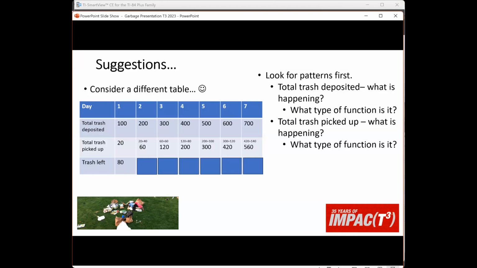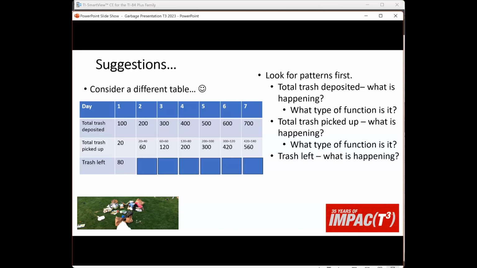Now, what type of function is this? That's a good question. If students are looking at successive differences, they're going to see that we've got a 20 and then added 40 and then added 60 and added 80, added 100, added 120, and added 140. This appears to be a quadratic function, that's right.